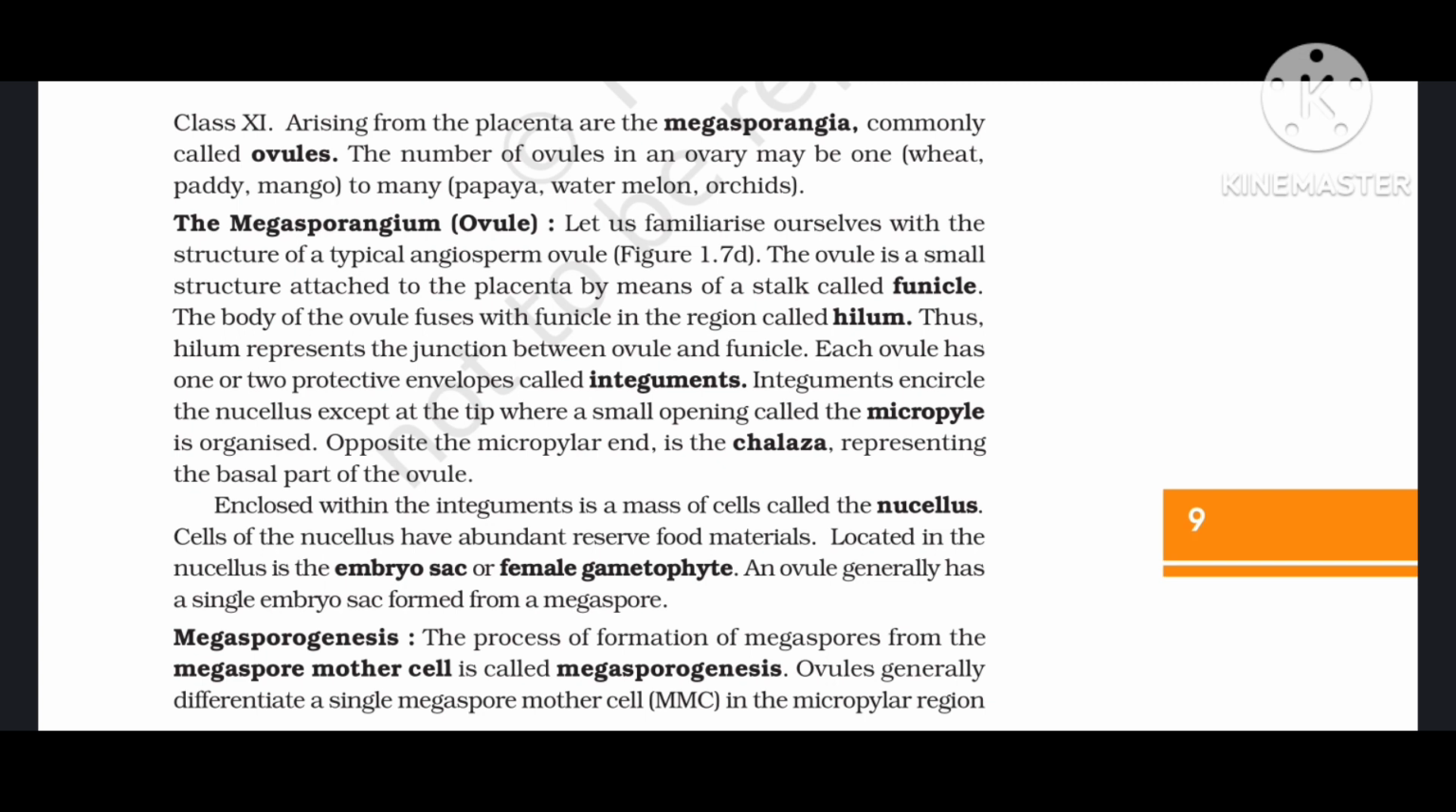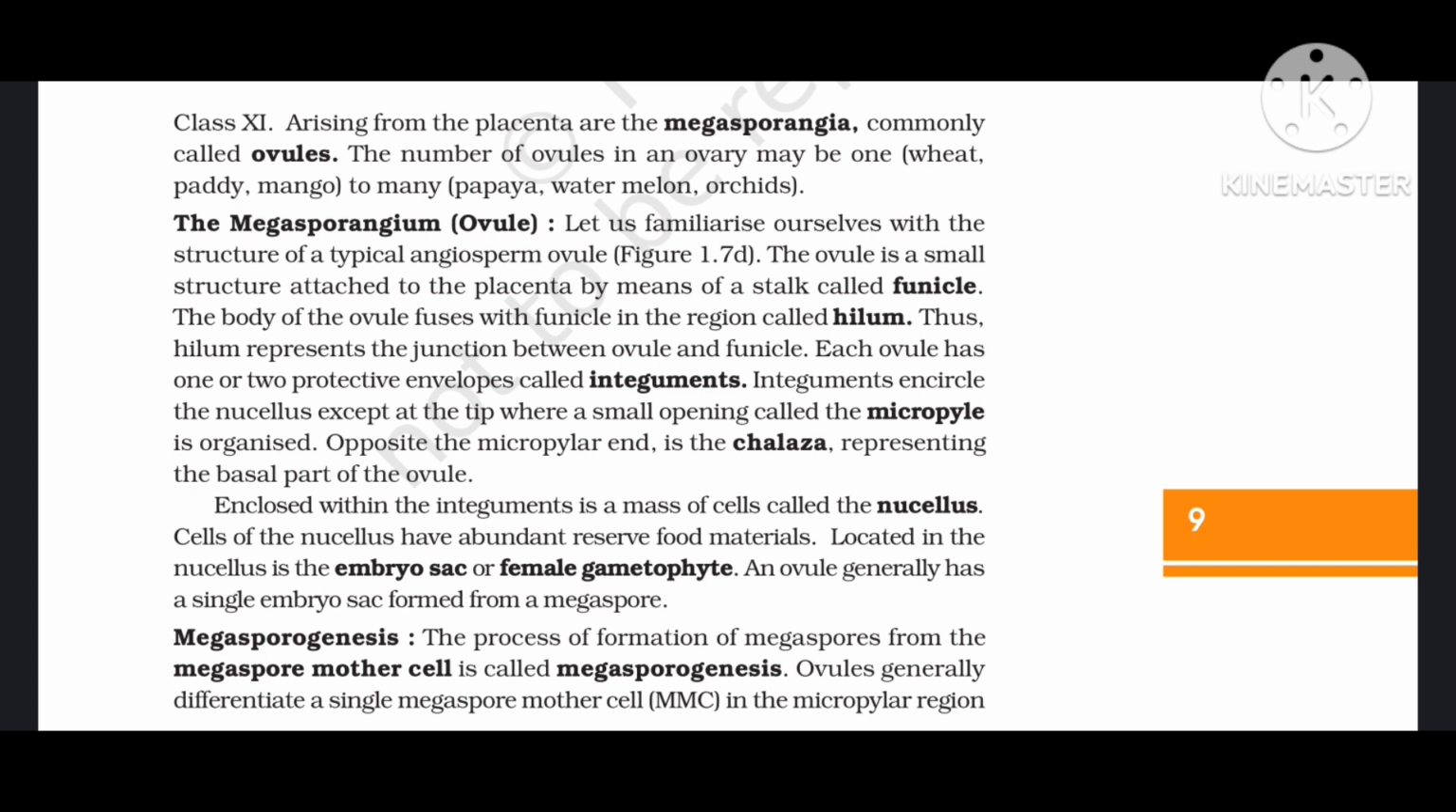Enclosed within the integuments is a mass of cells called nucellus. Cells of the nucellus have abundant reserve food materials. Located in the nucellus is the embryo sac or female gametophyte. An ovule generally has a single embryo sac formed from a megaspore.